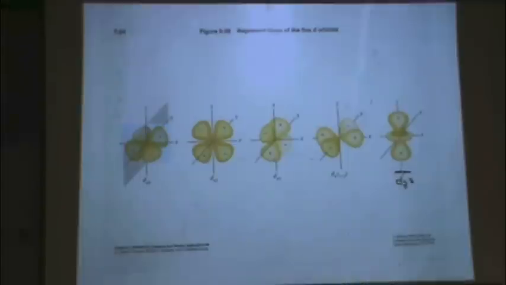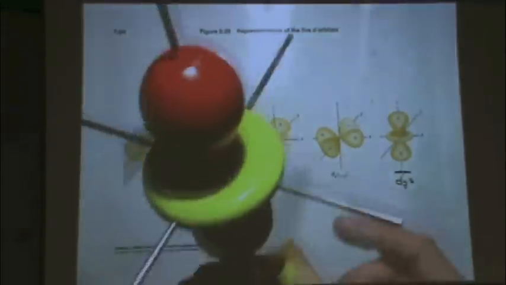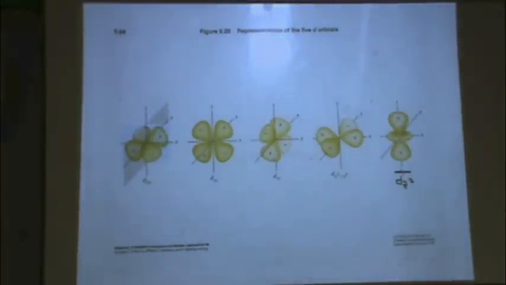There's one d orbital that's a little funny. It looks like a p orbital. It's the dz squared. Looks like a p orbital with a hula hoop around it. It's this. Okay, that's the dz squared. But the rest look like a clover leaf.